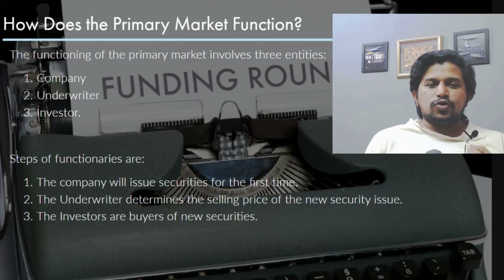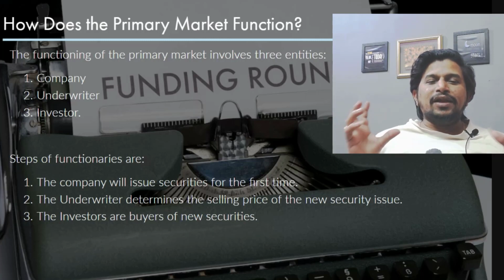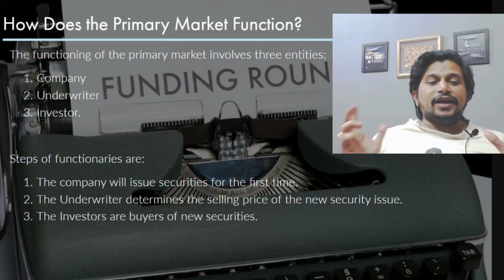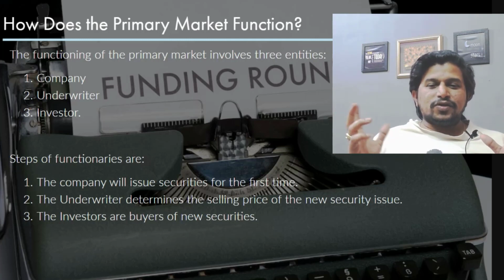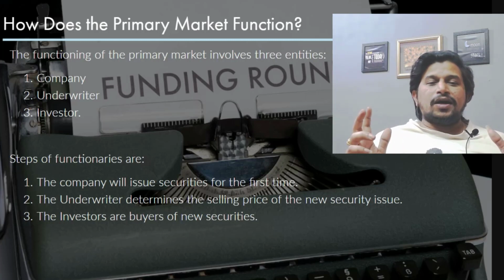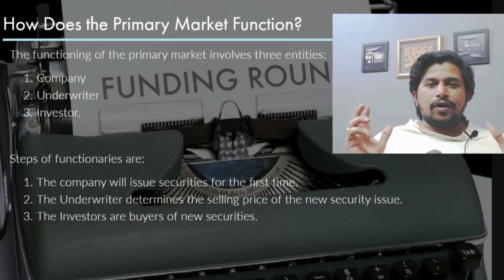And there are underwriters, who are the evaluators of the company, deciding if the company can be listed and in which price band. And there are investors. The steps are: the company issues for the first time, the underwriting company determines the selling price of the new security issue, and the investors are the buyers who are looking to invest in the IPO.